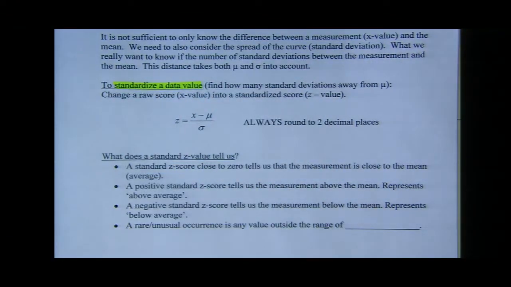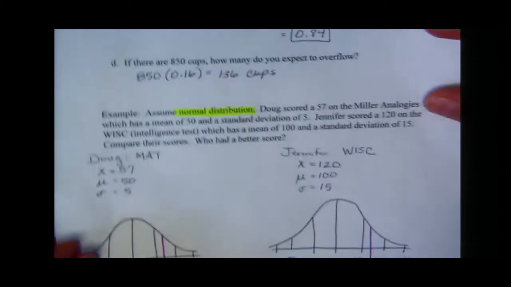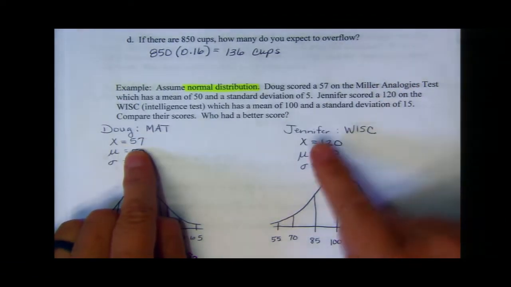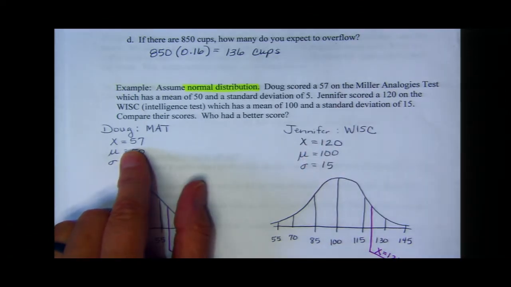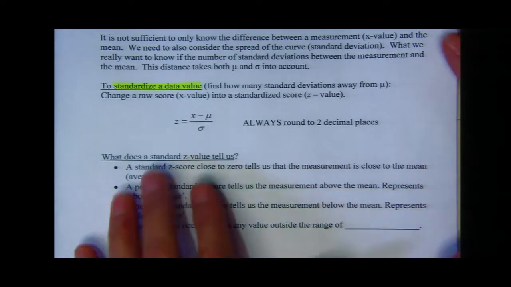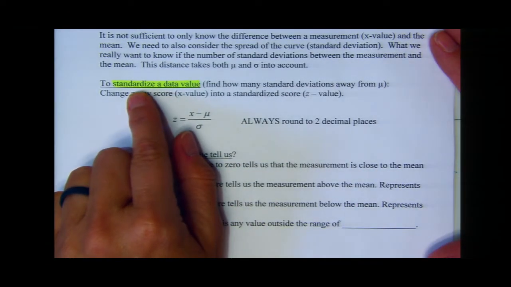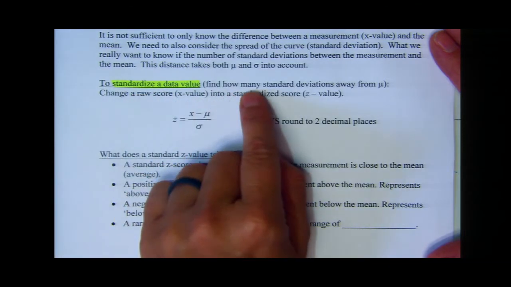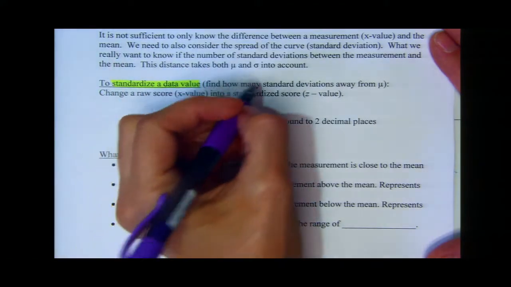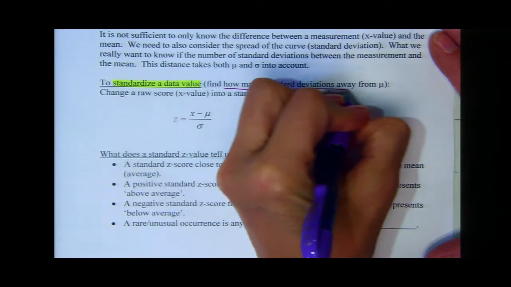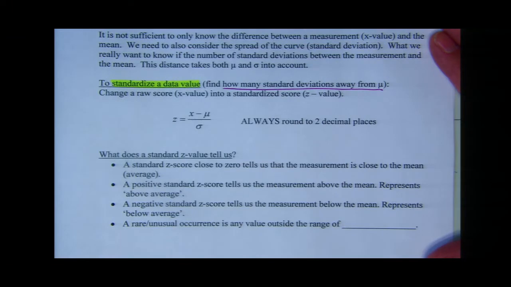So you all have taken standardized tests before. In this example, Doug's score is a 57, Jennifer's is a 120. These are raw scores, or x values. So these are their actual scores. What we need to do is standardize these values so we can do a direct comparison. What occurs when we standardize a data value is it tells us how many standard deviations away from mu that we are. So this is what we're looking for, exactly how many standard deviations away from mu.